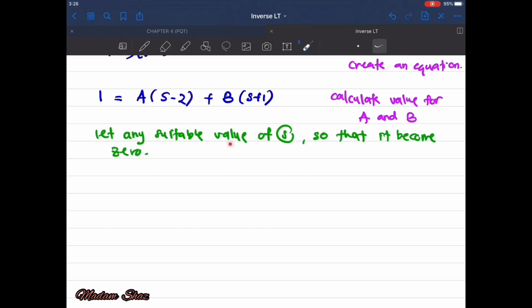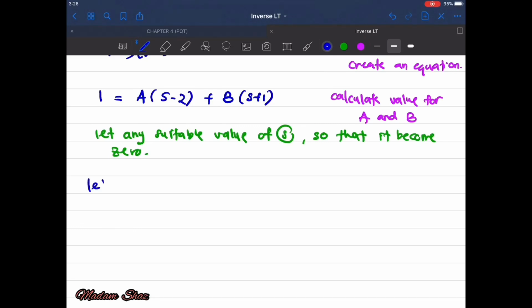Let any suitable value of s make it become 0. That means you have one bracket here, s minus 2, and another bracket behind it, s plus 1. So what is the suitable value of s? When we substitute into the first bracket, this will become 0, so s is equal to 2. For the second bracket, s plus 1, what is the suitable value of s? When we substitute, it will become 0, so s is equal to negative 1.